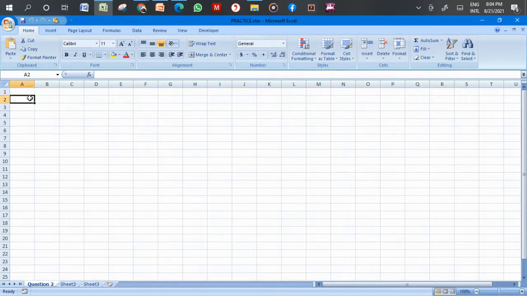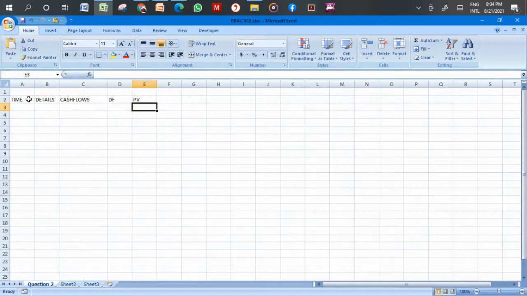Okay, so this is simple. Here let's have the time. Here let's have the details. Here let's have the cash flows. Here let's have the discount factors. Here let's have the present values.